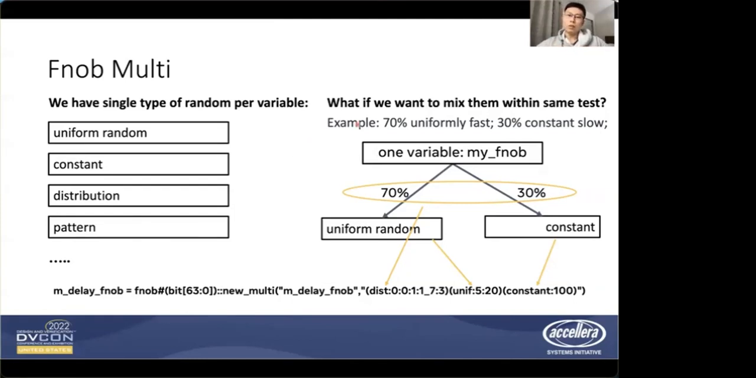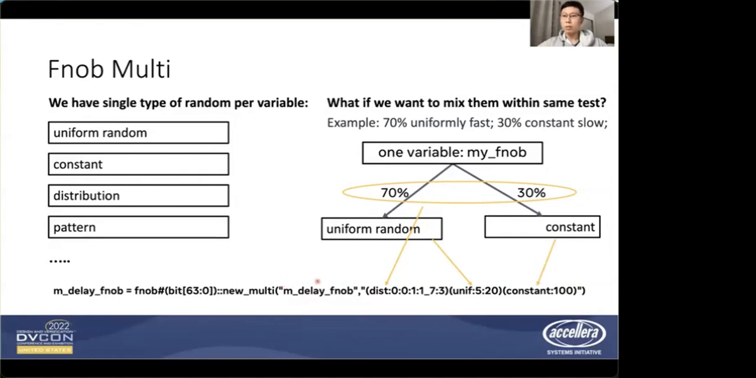Say, for example, we want a variable to be 70% of the time uniformly fast, 30% of the time constantly slow, like what we do in the delay and stall testing. How do we do that in a single line? That's where the Fnob multi comes into the picture. In Fnob multi, the definition is different from the conventional single Fnob.